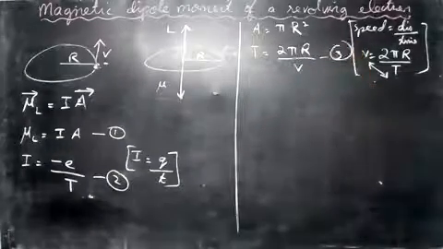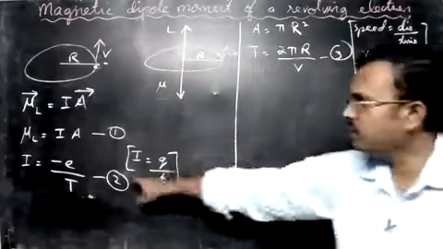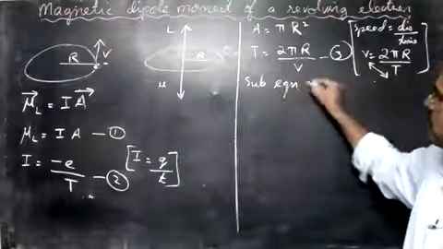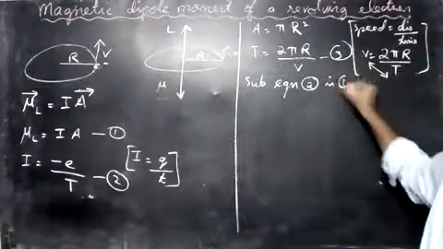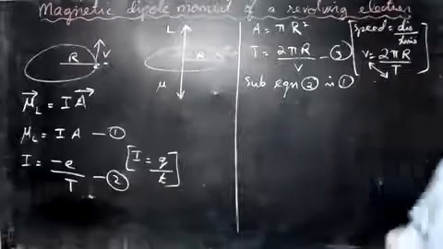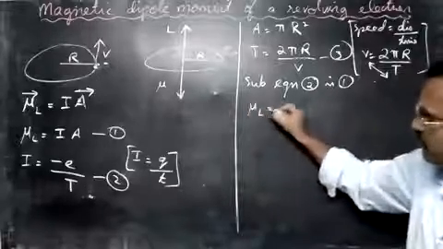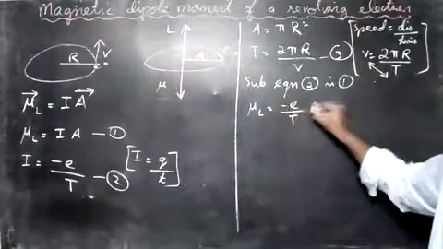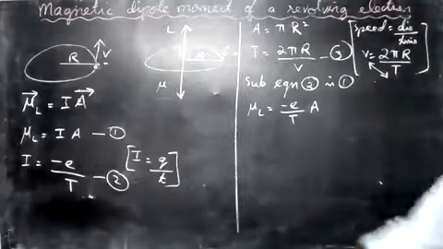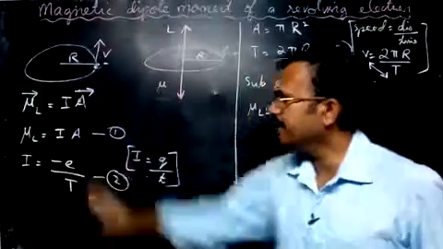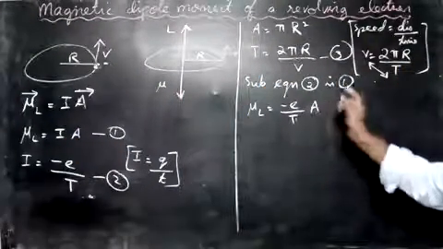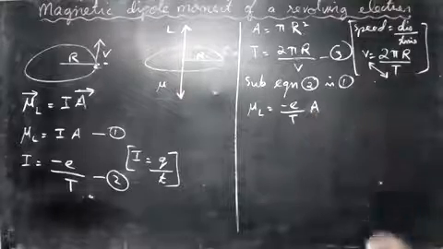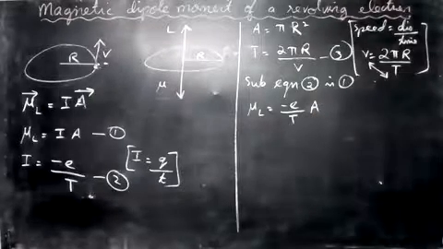Now what we're going to do is substitute equation 2 in 1. Let's see what we get. So we get mu L is equal to, instead of I we write minus e by T, into A. I've taken this and substituted here. Now we substitute the value of T and the value of A also. Let's do that now.